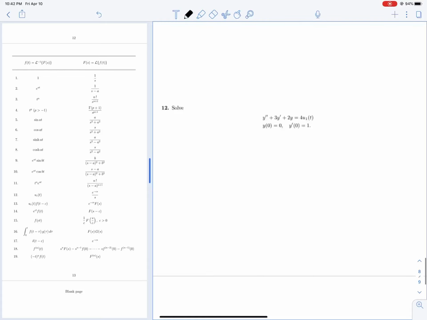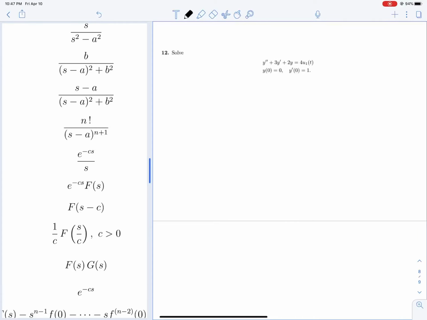Moving on to the marathon of a problem that is problem 12. Question number 12. We have y'' + 3y' + 2y = 4u1(t). When I first took this exam, I thought that u1(t) was just some arbitrary function u(t), and it just happened to be the first one, maybe of many, but in fact, that's the unit step function.